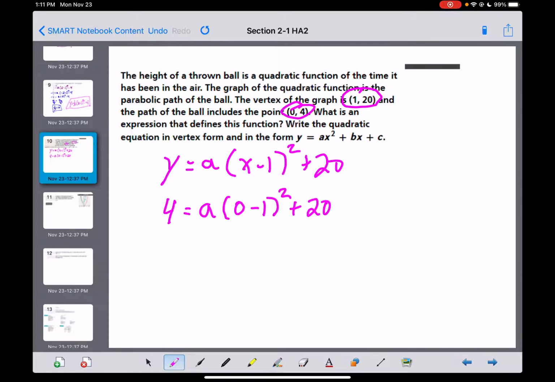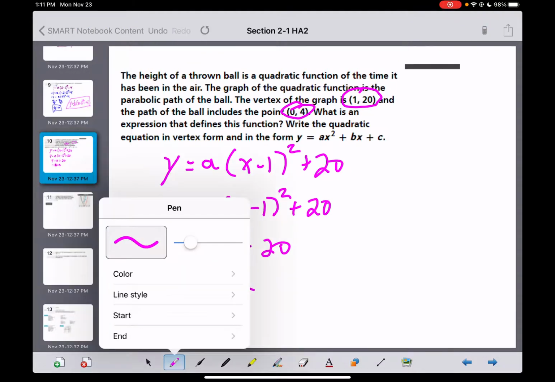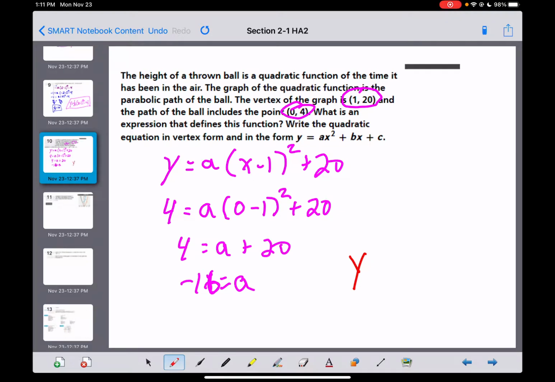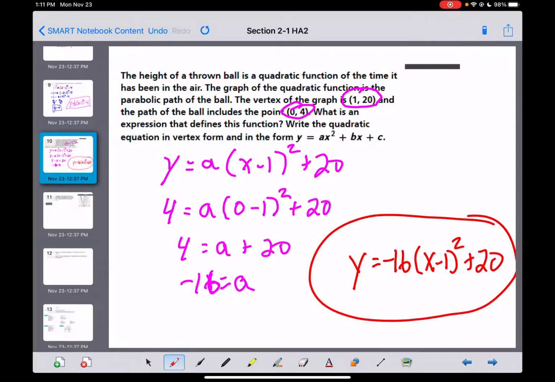Anyway, so 4 is equal to a plus 20. So negative 16 is equal to a. Nice 16, by the way. So then the equation that we have then, change colors to red, because red and pink go together so well. My a value is negative 16, (x minus 1) squared plus 20. Okay, so that is vertex form.